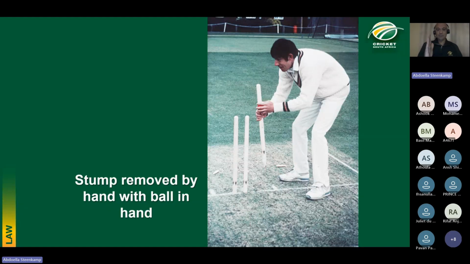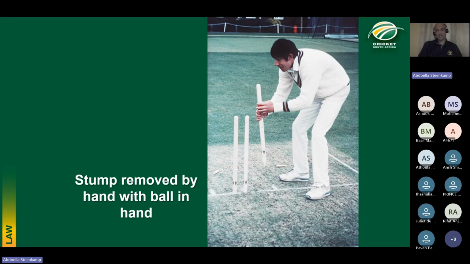But the stump must be uprooted. You cannot throw it against the stumps and the stump is only, let's say, hanging at 45 degrees. The stump needs to be completely out of the groove. Similarly, when you hit it, you need to hit it completely out of the groove. You cannot hit it halfway and it lies at 45 degrees. That wicket is not broken. So that's the third way.